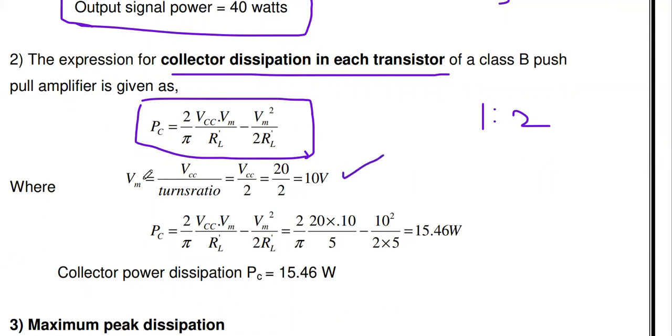Okay, so the maximum peak voltage is 10 volt. Then you substitute the VM value, RL dash value, VCC value in our above formula. So you see, the collector power dissipation is 2 by pi into 20 into 10 divided by 5 minus 10 squared divided by 2 into 5. So 15.46 watts. So 15.46 watts is the collector dissipation in each transistor. Okay, so the class B push-pull uses 2 transistors. In each transistor, this much amount of power is dissipated. Okay, so this is the second question.